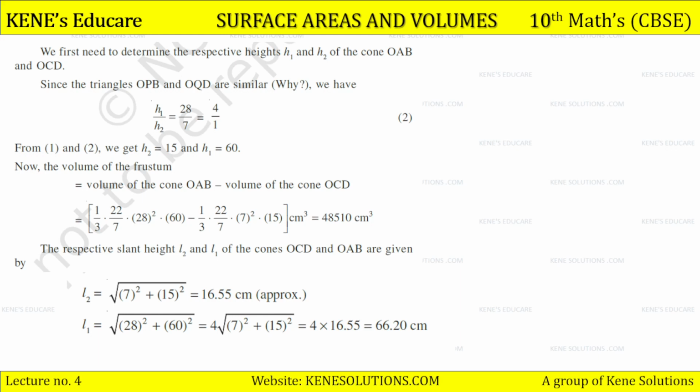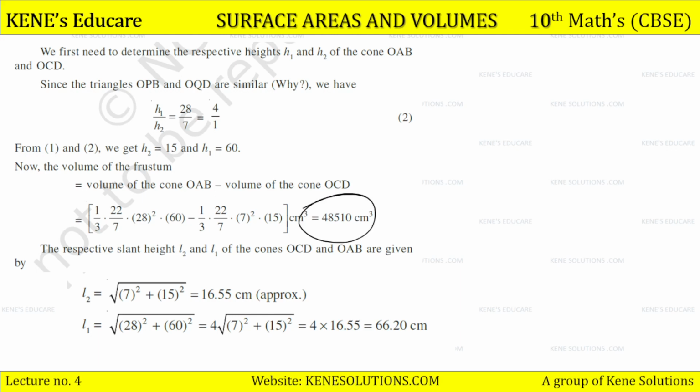Now, the volume of the frustum. Look, students, at the end you will get a formula here, which you can use directly for the frustum, so we will see that in the next part. So now the volume of the frustum is equal to the volume of the cone OAB minus the volume of the cone OCD. So we get 48,510 centimeter cube.